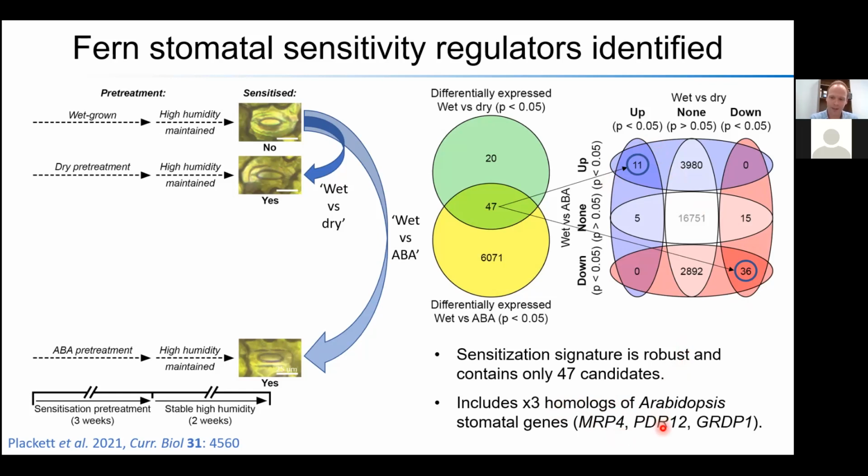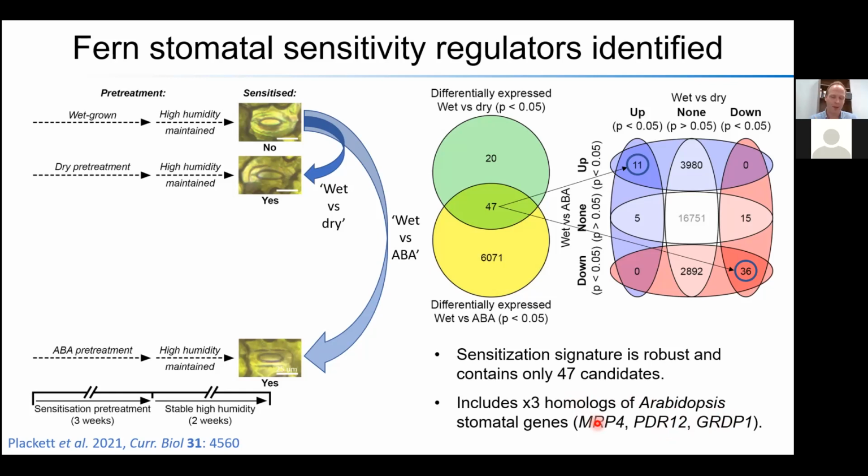So PDR12 is involved in ABA transport between the guard cells. GRDP1 is involved in fine-tuning the stomatal responses to ABA. And MRP4 is actually involved in preventing the stomata from opening again.